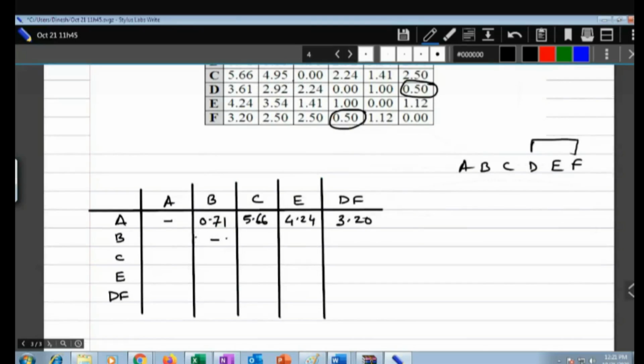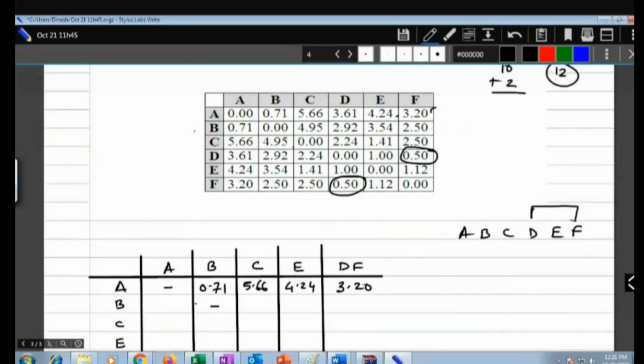So I will say B to B dash, B to C. Sorry, B to C is 4.95, so I'll write 4.95. B to E is 3.54, so I will write 3.54. Then B to DF: B to D is this, and B to F is this. Which one is minimum? 2.50, so I will write 2.50.